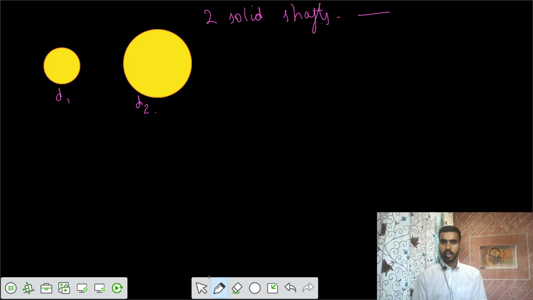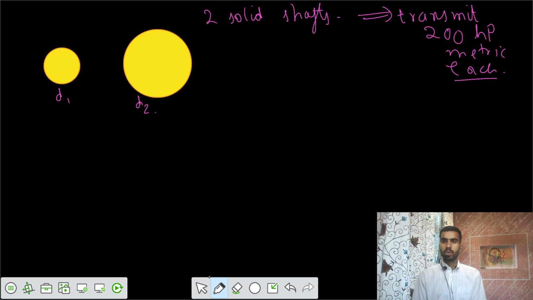Now they have to transmit the same amount of power individually. How much power? 200 horsepower. That's metric horsepower, 200 metric horsepower each. Both have to transmit the same amount of power, which means the torque developed will be the same.